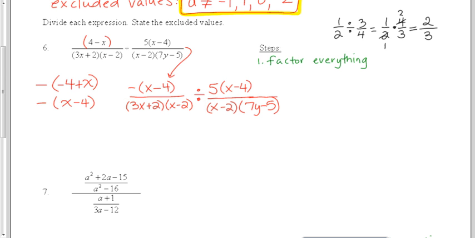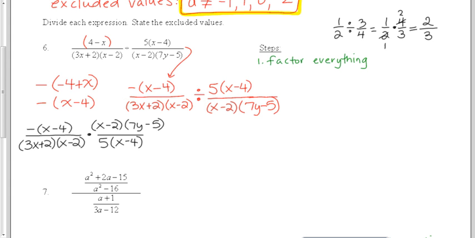So our first fraction we're not going to touch. I have the opposite of x minus 4 all over 3x plus 2 times x minus 2. Then I'm going to flip the second one. So in the second one, the 5 and the x minus 4 are moving down to the bottom, and the x minus 2 and the 7y minus 5 are moving up to the top. All right.